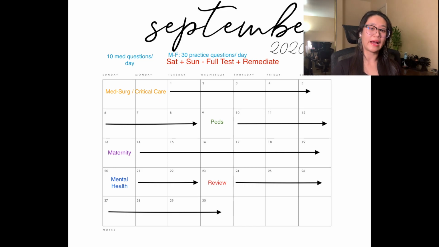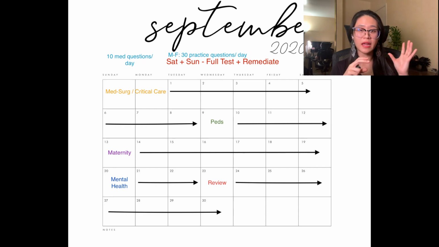In the first week and a half, you want to dedicate that time to med-surg and critical care, then maybe about 3 to 4 days to pediatrics, and after that you want to go into maternity for 1 week. After that, you want to give another 1 to 2 days, depending on how you're feeling, to mental health. And for that last week or so, you want to just dedicate fully to reviewing everything that you have done up to this point, including doing 2 mock tests in that time frame for your review.